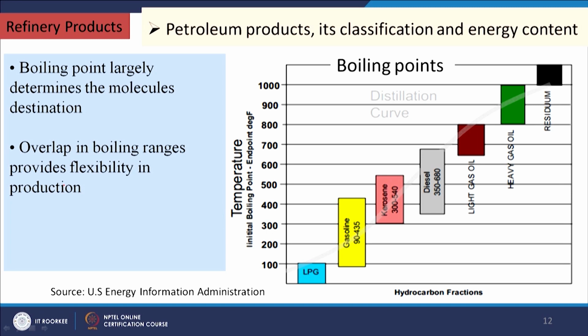And overlap in boiling ranges provides flexibility in production, just as we have discussed. And you see LPG, gasoline, kerosene, diesel, light gas oil, heavy gas oil and residuum. So, these are the temperatures at which we can get different types of product. Now, we will see what the composition of a petroleum crude is.